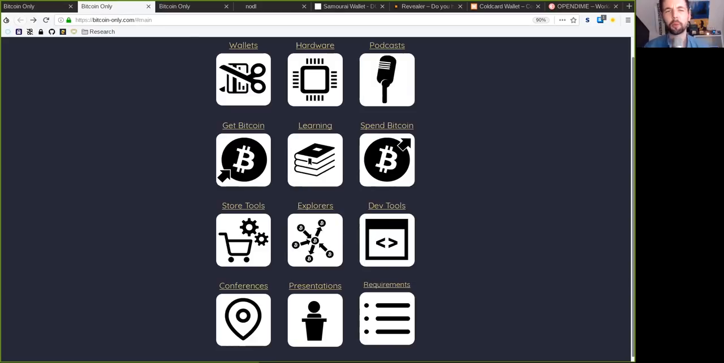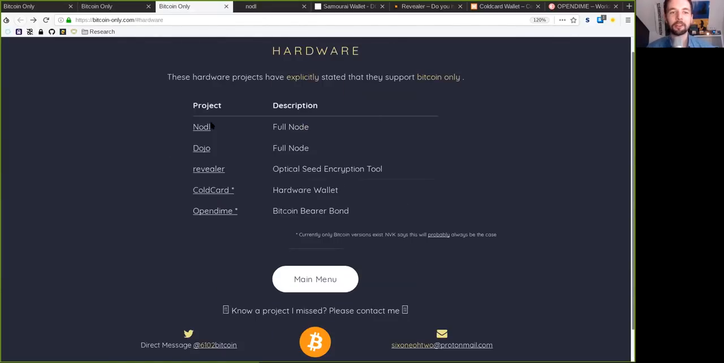Yesterday then we talked about the wallets and how you can securely store the private keys to your Bitcoin. Well, but that was all software solutions, right? How about hardware? Okay, that is tricky. So that is what we're going to talk about today. These hardware projects explicitly state that they are Bitcoin only, and that is really, really cool.